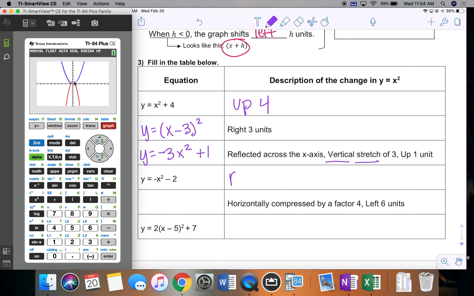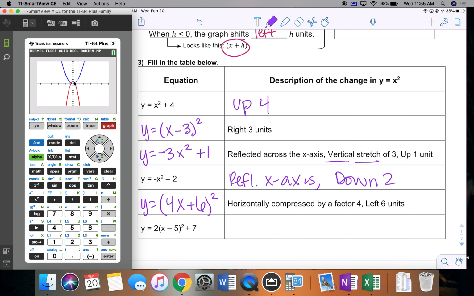The next one, we have a negative, so that's going to reflect across the x-axis. And then a minus 2 that is not in parentheses is going to move things down 2 units. The next one, horizontal compressions go on the inside. A horizontal compression means there's going to be a 4. Compression and shrink mean the same thing, so remember that. 4 is going to go inside with x, and then to go to the left, that's also going to go inside the parentheses. So remember, anything inside the parentheses is the opposite.